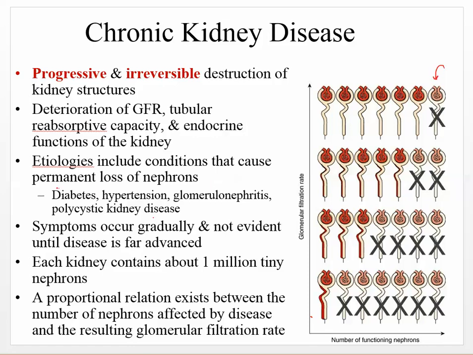Etiologies include conditions that cause permanent loss of nephrons. So what causes it? Diabetes is a big one. Hypertension is a big one. Some glomerular damage from glomerular disease, glomerulonephritis. Polycystic kidney disease, formation of cysts within the kidney. All of these things can cause damage, and those nephrons, a lot of times, when they're gone, they're gone. So that's a permanent loss of nephrons.